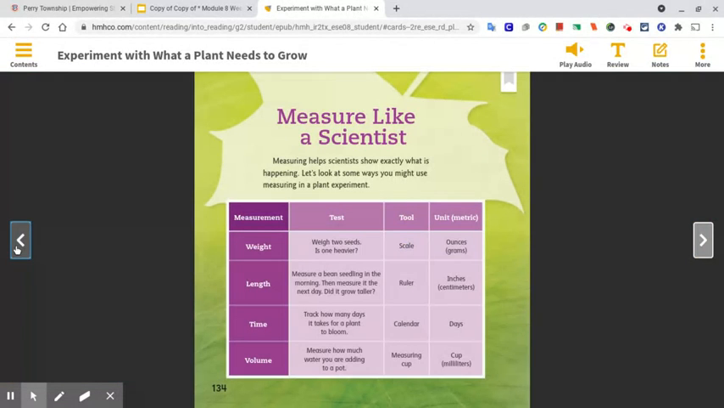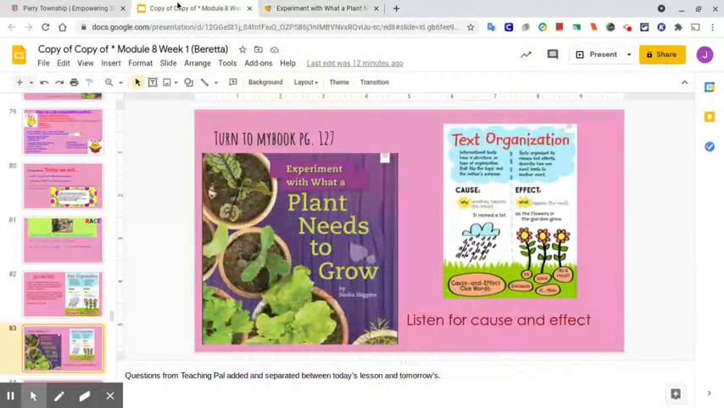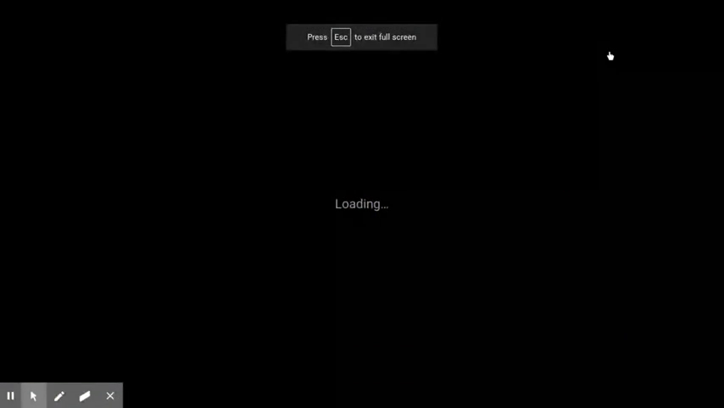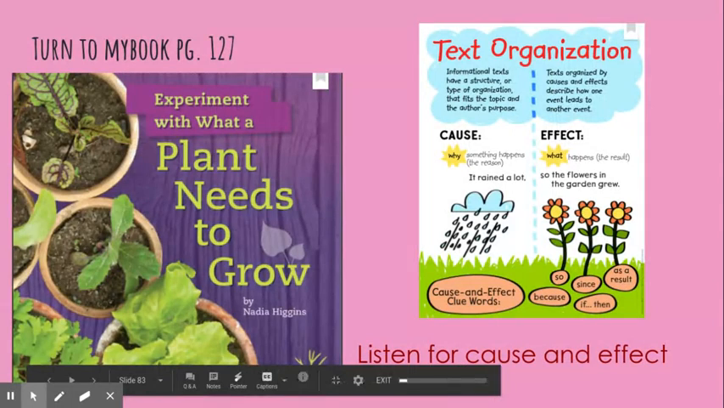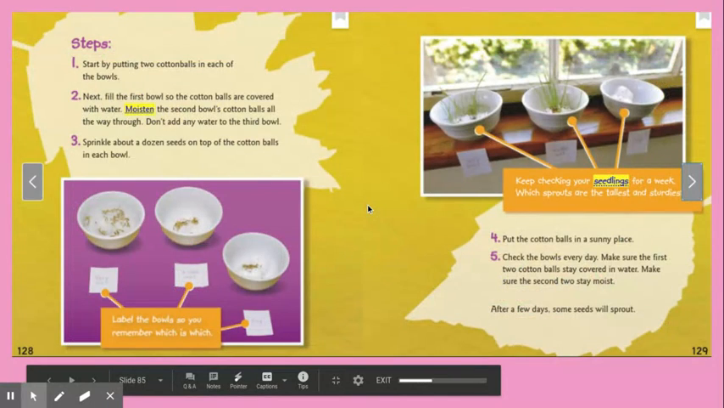Okay, so now we're going to go back to our slides. All right, and we're going to go over some of the cause and effect in some of the slides. So let's keep moving. Okay, so that was all read to us.